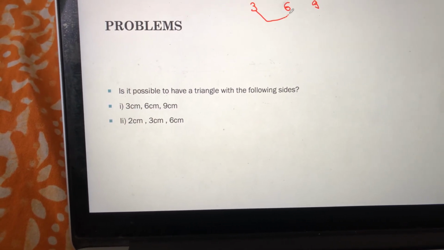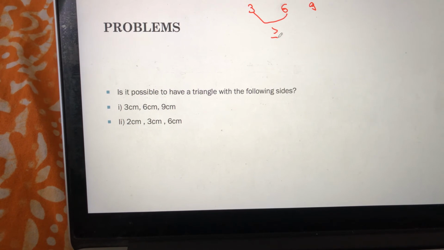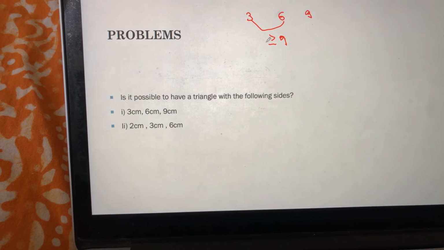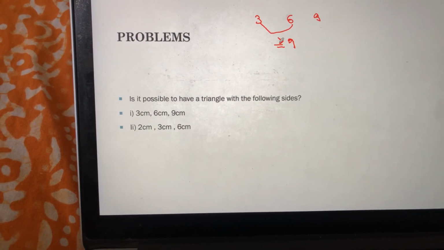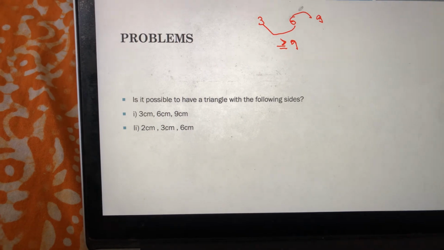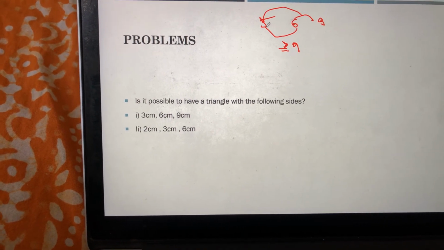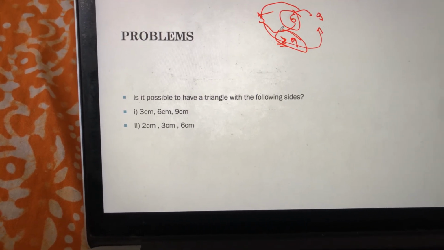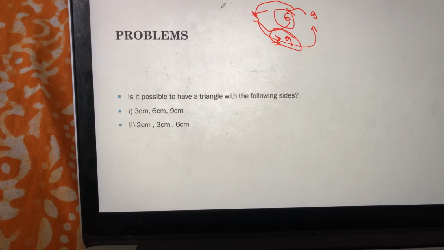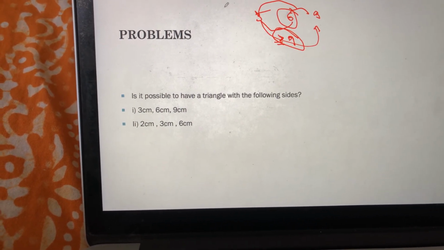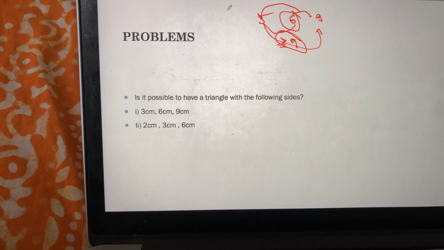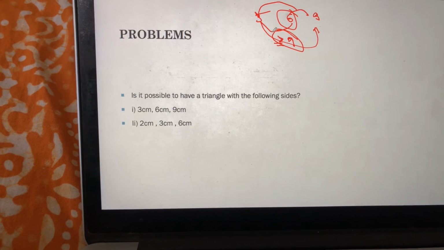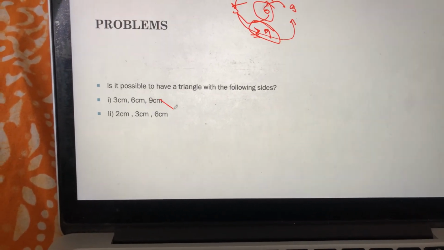We have 3 plus 6, which is greater than or equal to 9. So we don't have greater than, rather we have equal to. And then 6 plus 9 is obviously more than 3, and 3 plus 9 is also more than 6. But we can't have equal to, so this is not a valid triangle.